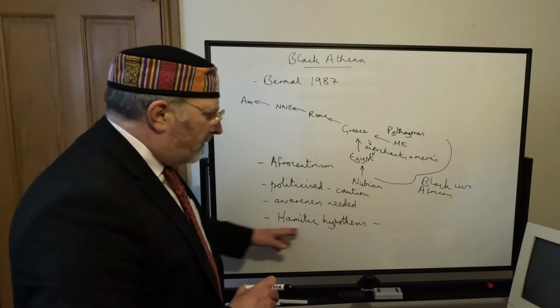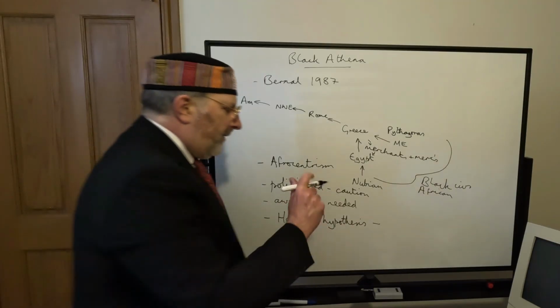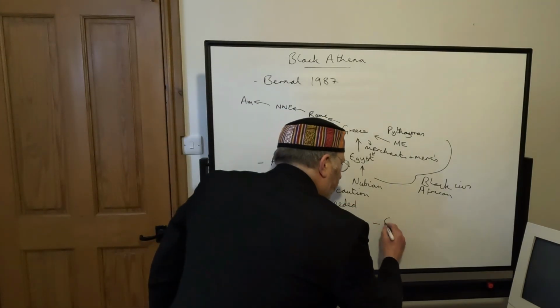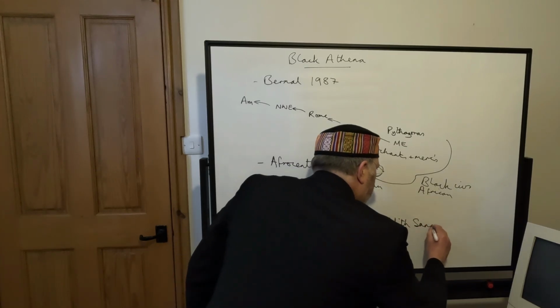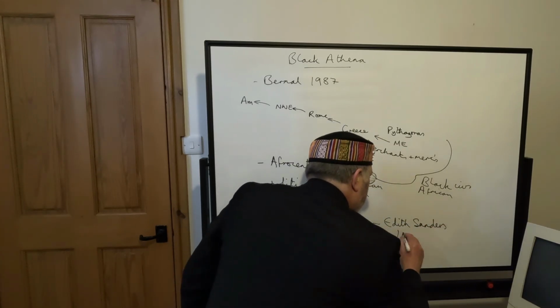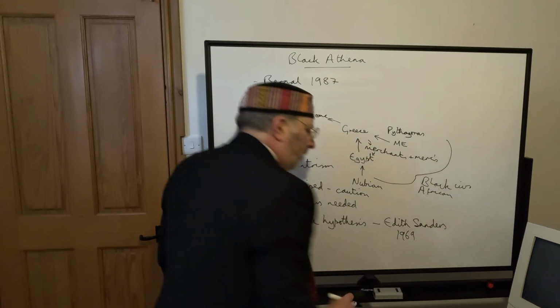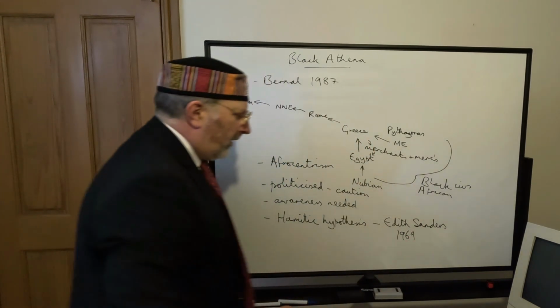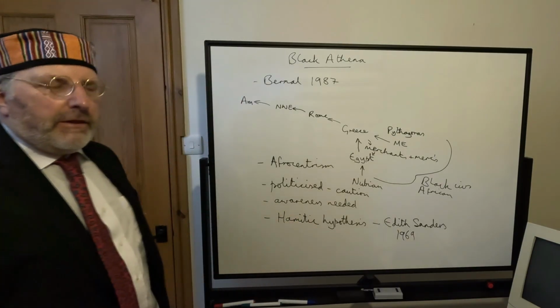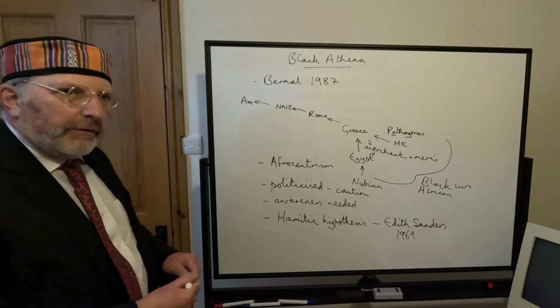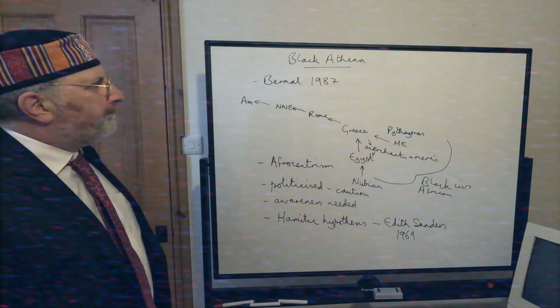So the evolution of the Hamitic hypothesis is discussed in an article by someone called Edith Sanders, 1969, Journal of African History, titled The Hamitic Hypothesis, if you want an overview of that.